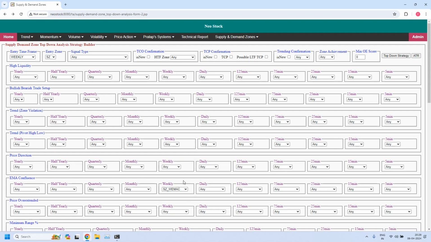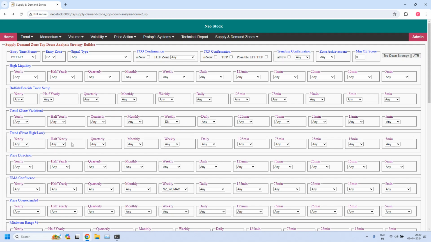But EMA should be used only in trending markets. That's why I am selecting this, because this is a supply zone. So we should trade in favor of the trend. The trend should be a downtrend, because short trades we always have to plan in a downtrend. So that is the reason why first I am going with zone violation trend. In the weekly time frame I am selecting down.